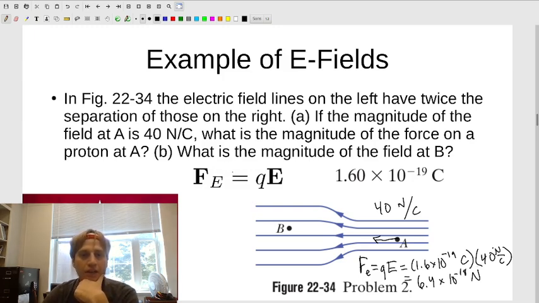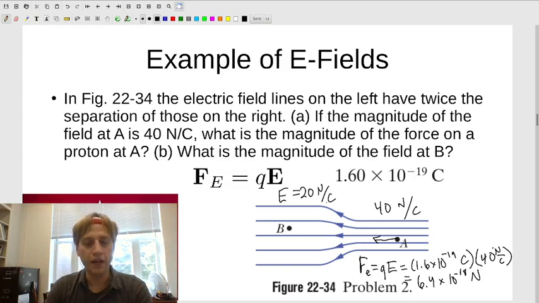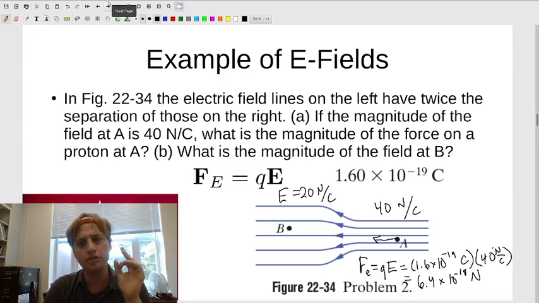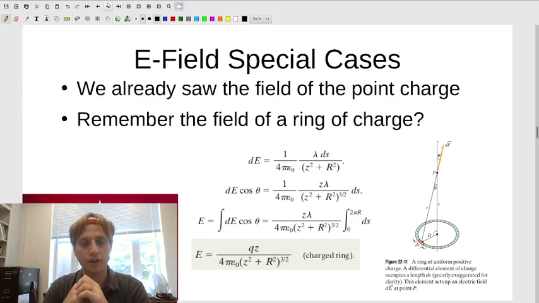Okay. And then for part B, it says, what is the magnitude of the field at B? Well, if the field lines are twice as spread out, the field is going to be half as big. So the E field over here is just going to be 20 newtons per coulomb. Okay, so I'm not going to hit this idea very hard, but I do want you to have seen it so that if you come across that in a different context, it doesn't fluster you.